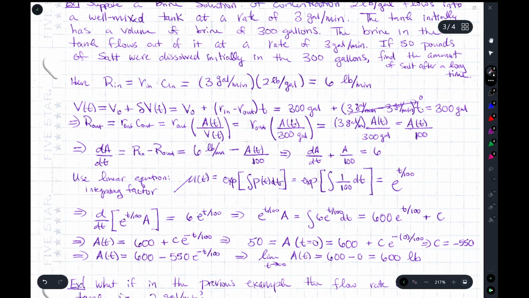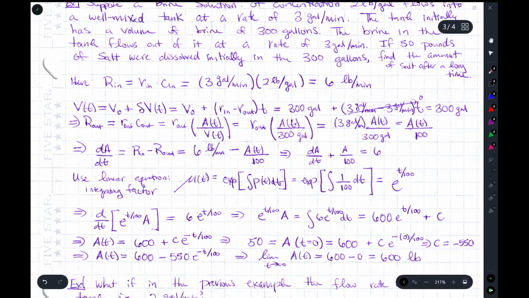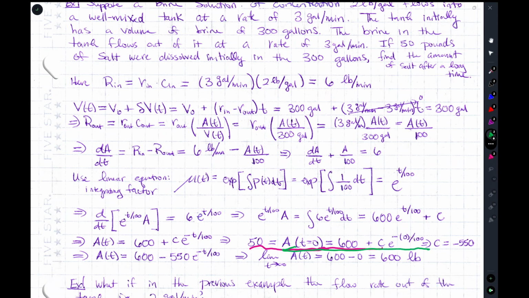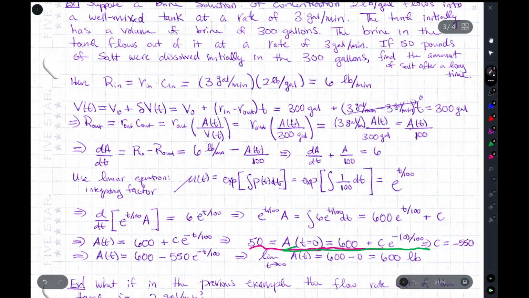Well, we want to fix our C, our constant of integration. How do we do that? We're told that the initial amount of salt is 50. Again, A is the amount of salt in pounds, not the concentration of salt. So we have 50 here, and that's at t equals 0. We have two pieces of information: what's given in the problem, and what we get when we plug t equals 0 into our general form. We equate these two pieces of information and solve for C. We get that C is minus 550.